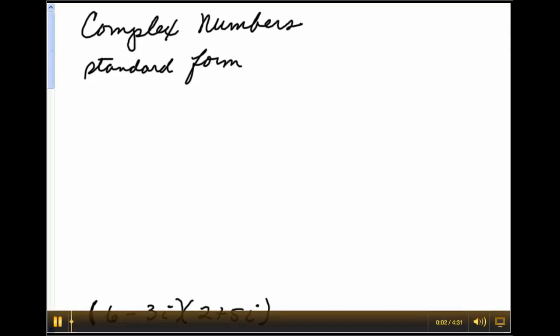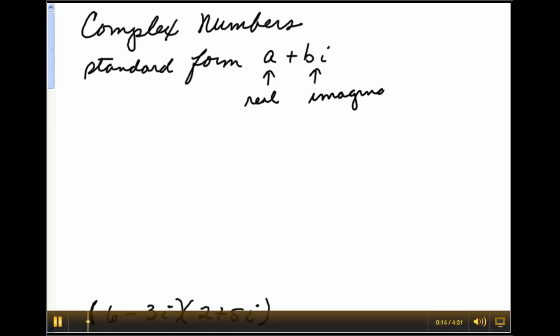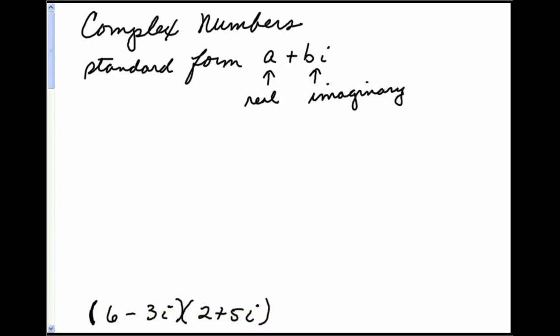Complex numbers. Complex numbers in standard form are a plus bi, where a is the real number part, the bi is the imaginary part. Together it's a complex number. There's two terms, so we're going to treat them as binomials.